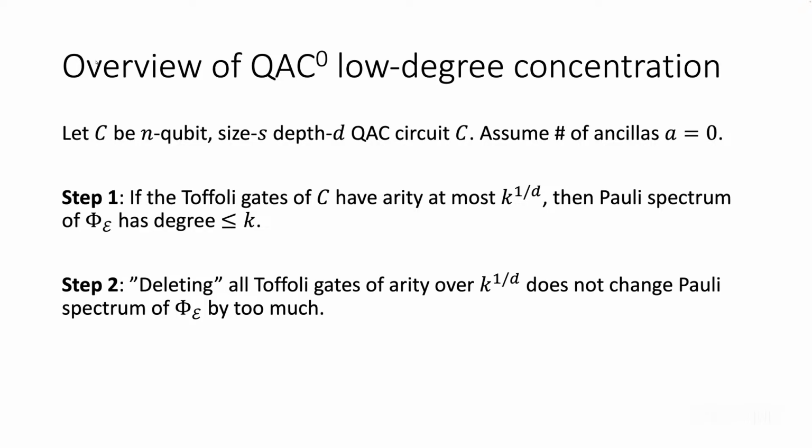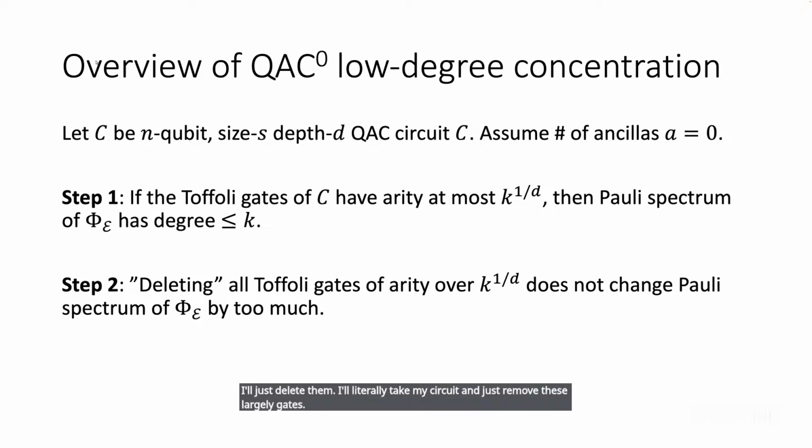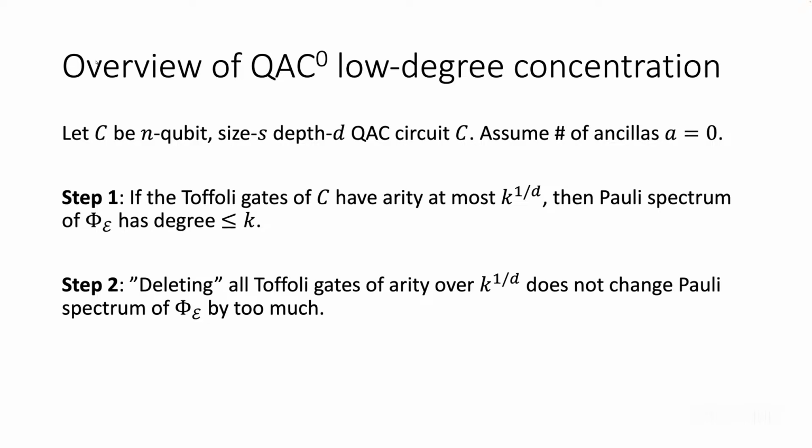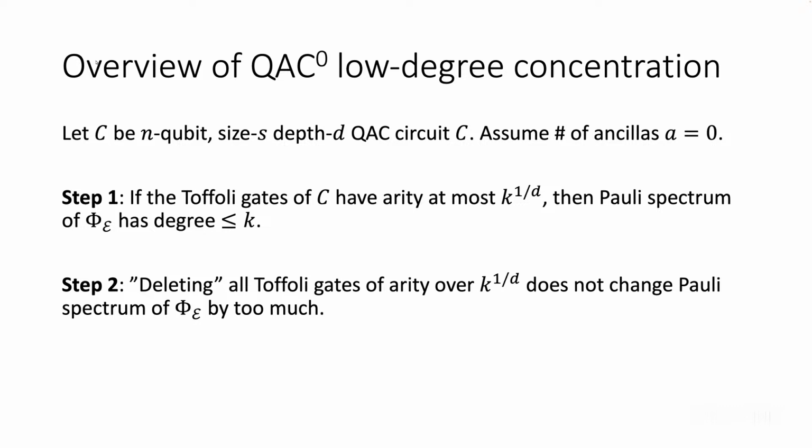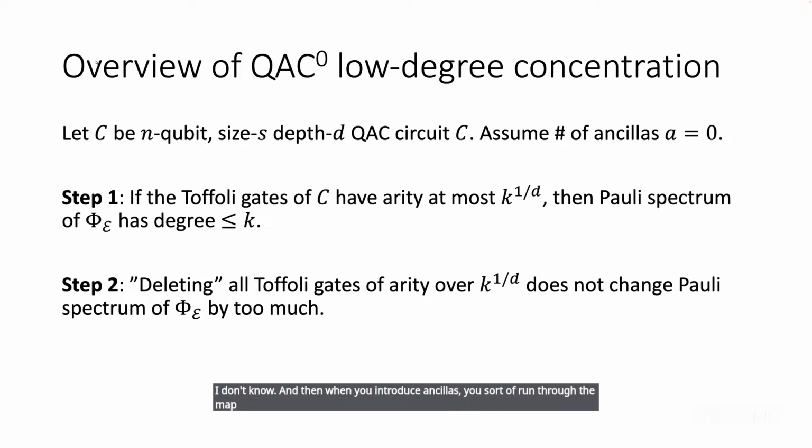Now, if your circuit has Toffoli gates with arity bigger than k to the 1 over d, I'll just delete them. I'll literally take my circuit and remove these large Toffoli gates. And what we show is that this doesn't change the Pauli spectrum of the circuit. That means your circuit is not too far from a circuit where the Toffoli gates are not too large. And once they're not too large, you can essentially apply the low-degree argument. Then when you introduce ancillas, you run through the math, and when we analyzed it, deleting these Toffoli gates costs an extra 2 to the a factor.